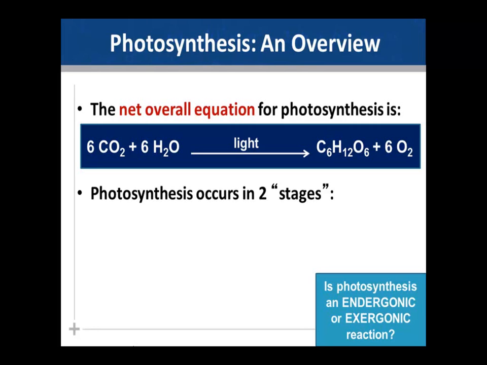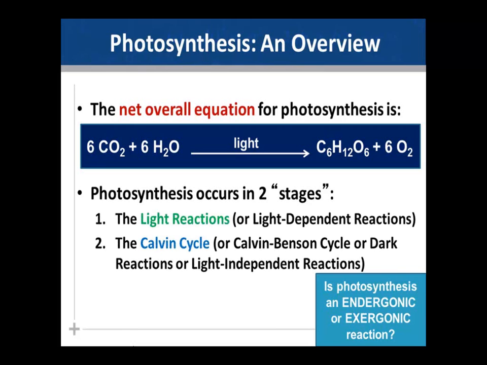So as I mentioned at the beginning, photosynthesis occurs in 2 stages. The first, the light reactions or the light-dependent reactions, and the second, the Calvin cycle, sometimes called the Calvin-Benson cycle, or the dark reactions, or the light-independent reactions. Now, the light reactions require light directly, and we're going to talk about exactly what they need light for in just a moment.